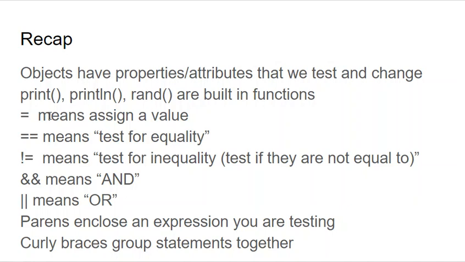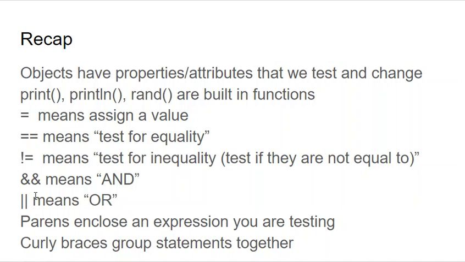The single equal sign means assign a value to something else. It's an assignment. Take the thing on the right, stuff it in the thing on the left. Double equals means test for equality. Exclamation point equals means test for inequality, or not equal to. Read the exclamation point as not. Double ampersand means and. Double pipe means or.